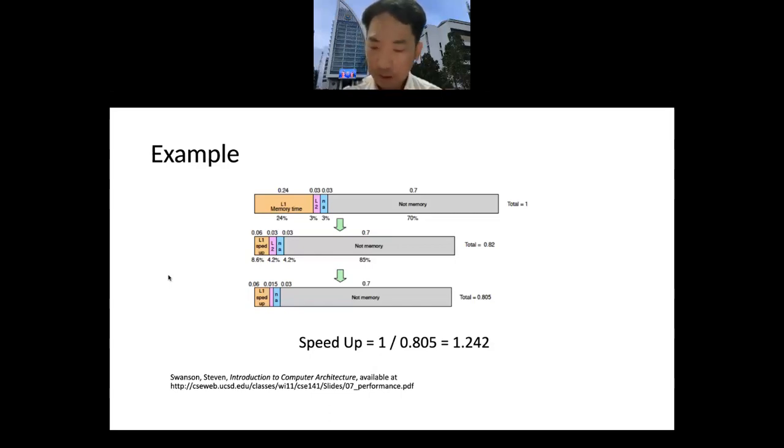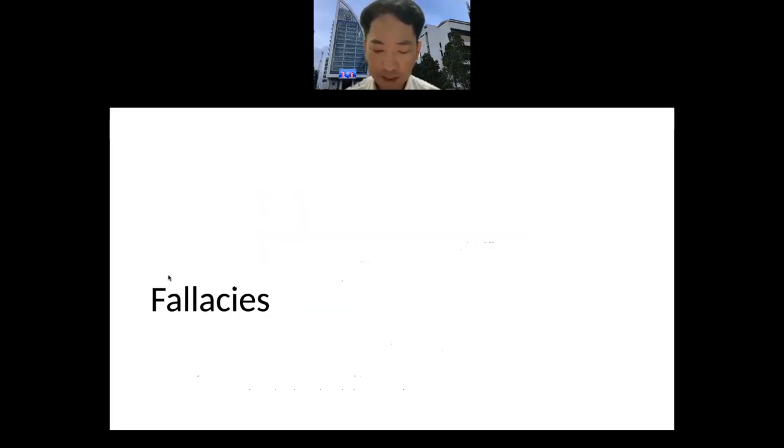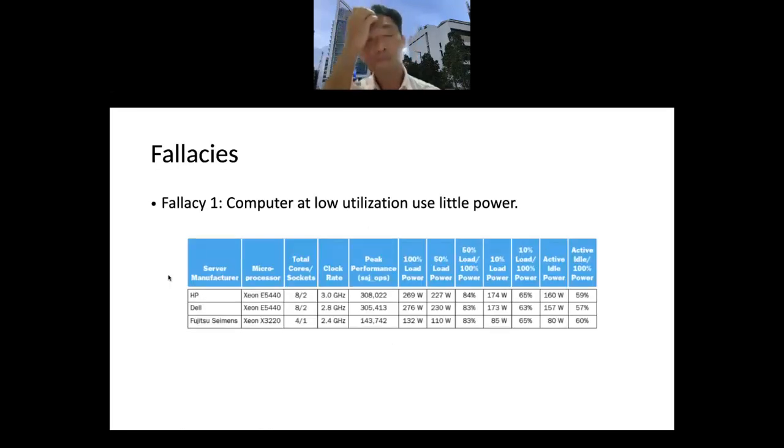And this is the last content of the first chapter, and the rest is about fallacies. A fallacy means something that you believe, but it might not be true. For example, here, fallacy number 1: the computer at low utilization uses little power. This is our belief. If we use it only a little, the power should be little, but it's not that true.